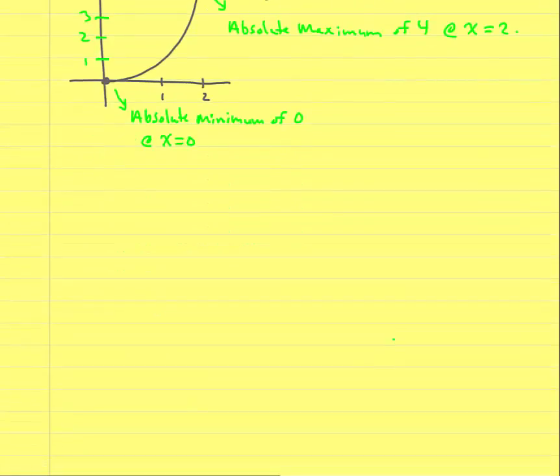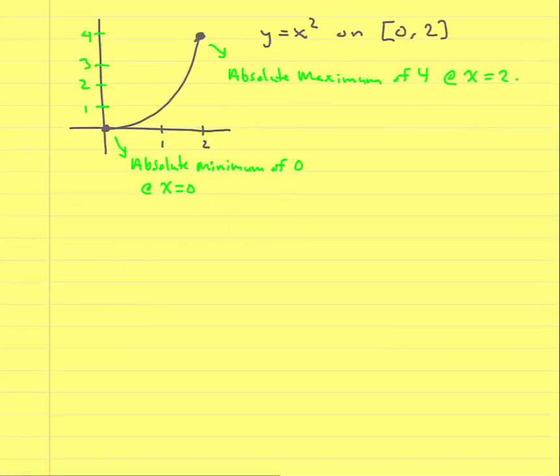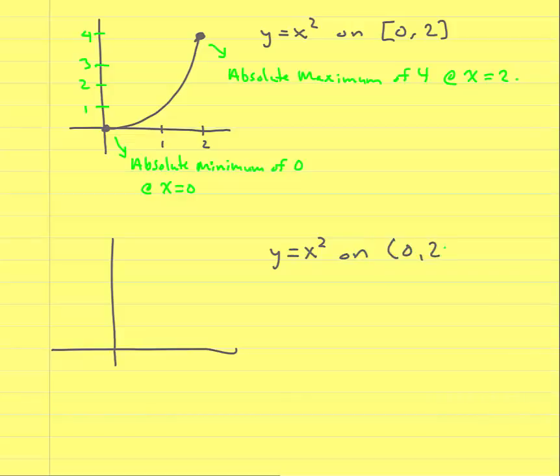Well, what if I changed my endpoints around? What if sometimes I had parentheses and sometimes I had brackets? So let's go ahead and look at the same graph, y equals x squared, but let's change the interval that we're looking at. So let's go 0 to 2 again, but notice 0 is parenthesis, 2 is bracket. So at 0 I have a hollow point, opens up to a filled point. So parenthesis or hollow, bracket is filled.